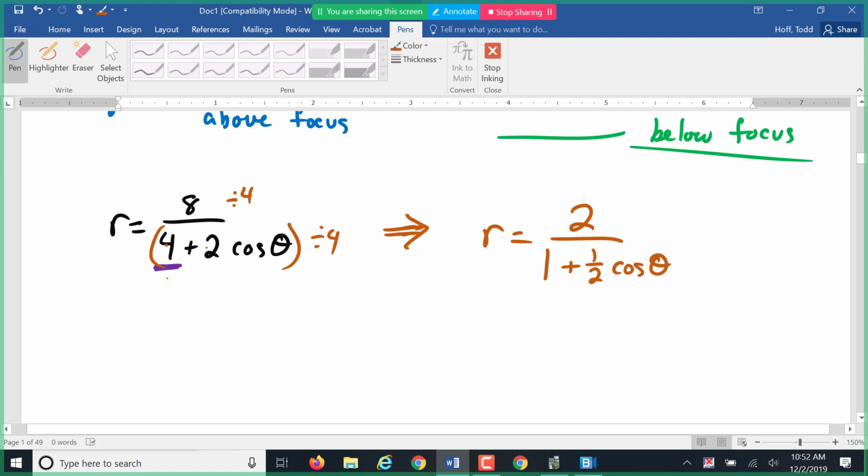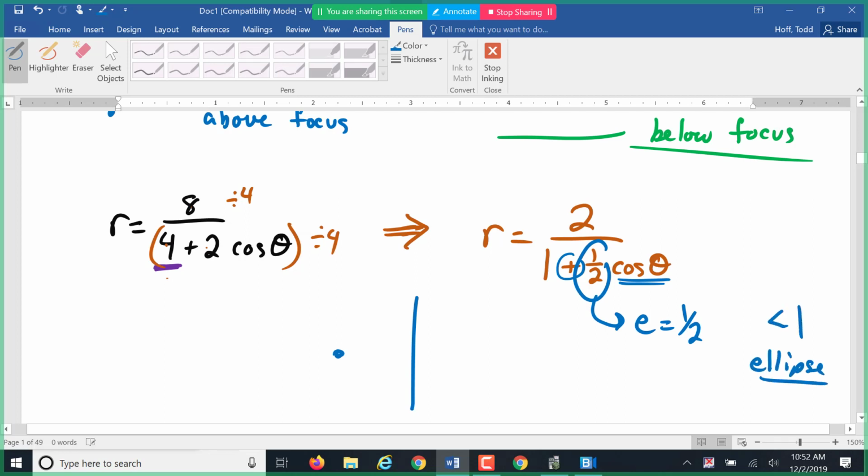cosine theta. Now that we have it in that form, there are two things we can read off. One is, that's a cosine. It tells us it's going to be horizontal for our transverse or major axis. 2, this is a plus, telling me that the directrix is on the right side of the focus. 3, E equals 1/2. Since that is less than 1, this forms an ellipse.